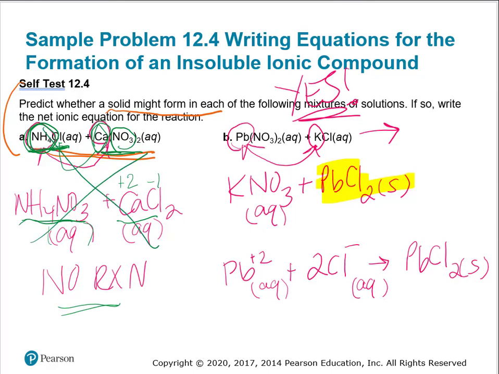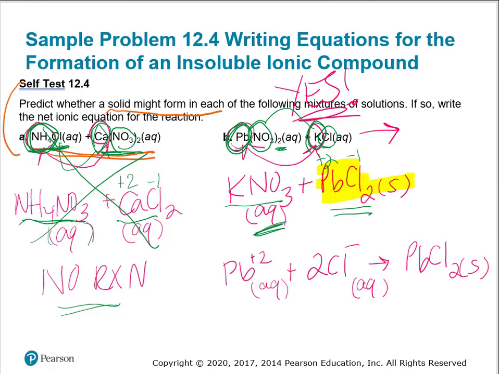This will not happen. Let's look at letter B, lead nitrate and potassium chloride. The lead is going to leave the nitrate and join with the other anion. So we will have lead chloride. We know that Pb is a +2 because of that too, and chlorine is always -1. And then the potassium is going to leave chlorine and join with the nitrate, potassium nitrate.